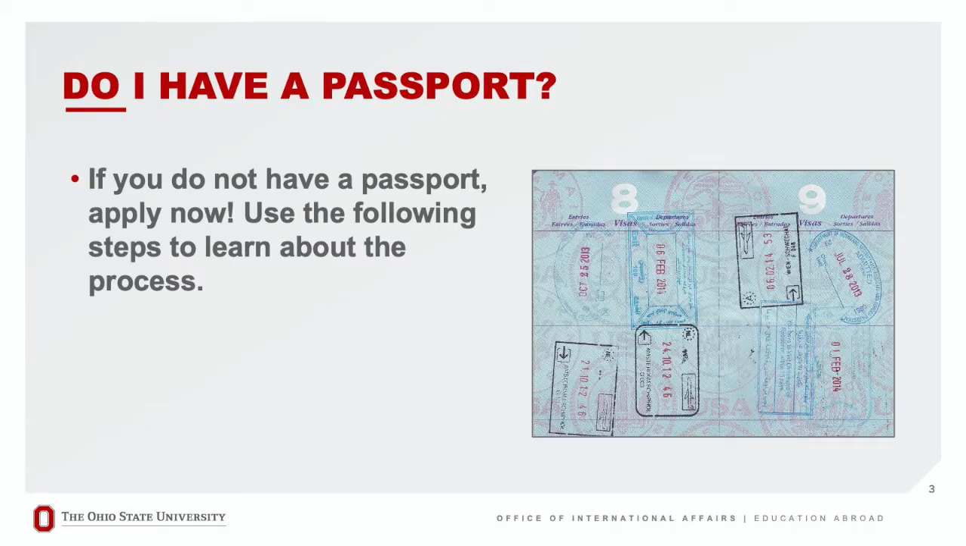If you do not have a passport, apply now. If you know that you are going to participate in an education abroad program during your time at Ohio State, but are unsure of which program or when you will travel, we still encourage you to apply early for a passport, as the application process can take a while. Adult passports are valid for 10 years.